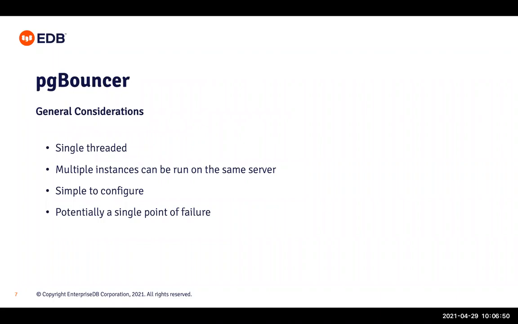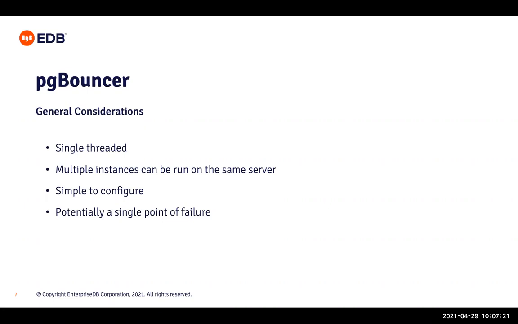So pgBouncer is a very easy to use connection pooler. It's single-threaded. Multiple instances can be run on the same server, but you need to use a different port, or you can run instances on different servers. Very simple to configure. Potentially a single point of failure if you are using just one instance of pgBouncer. It doesn't provide any inbuilt HA capabilities.